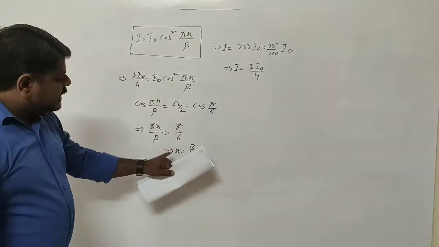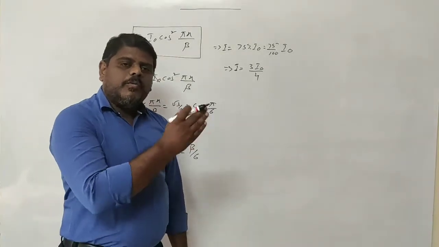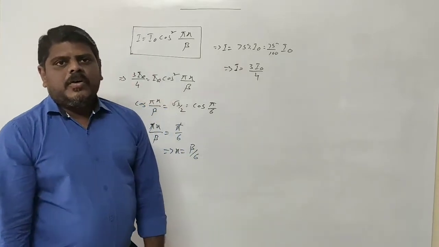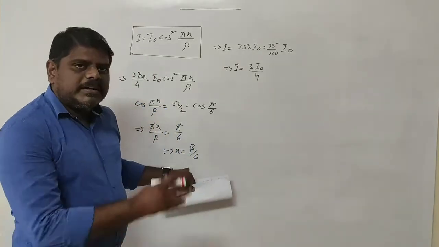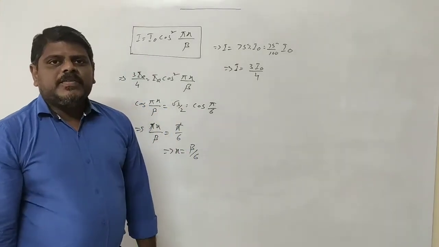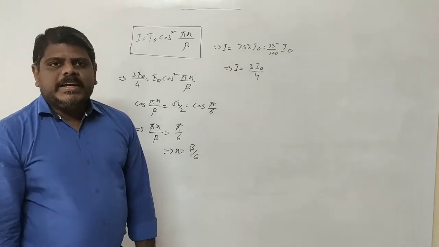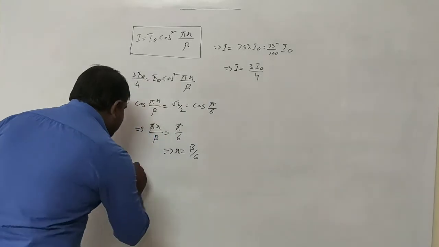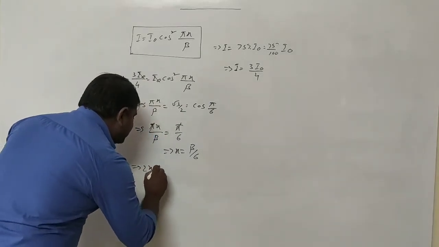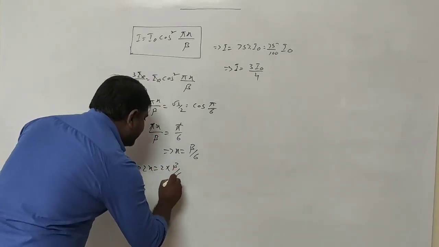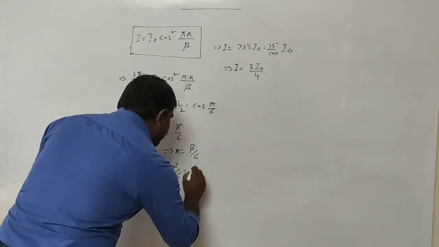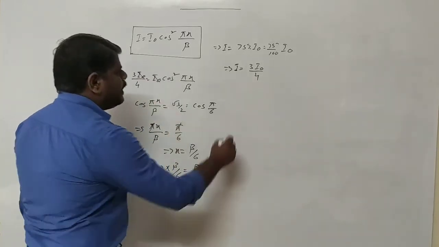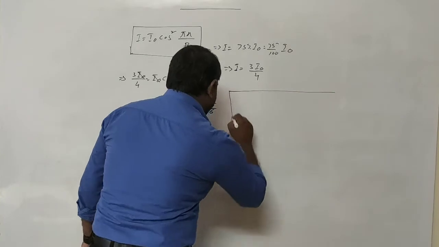But this x distance is only on one side of the screen. You have to find it on both sides. So both sides means you are going to multiply with 2. So the total distance is equal to 2 into x, that is equal to 2 into beta by 6, that is equal to beta by 3. So it becomes beta by 3.